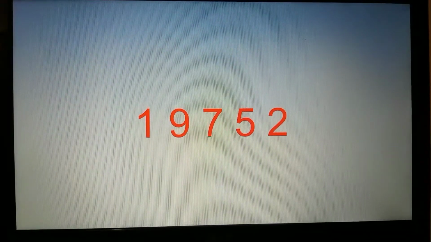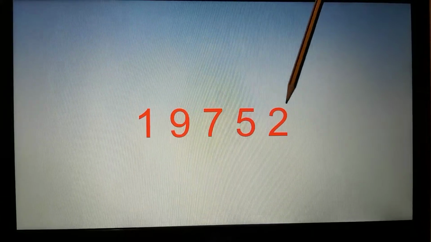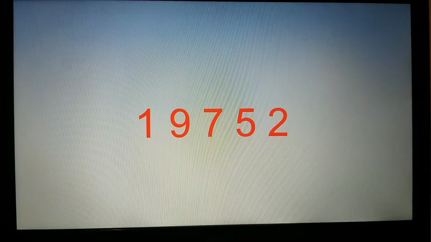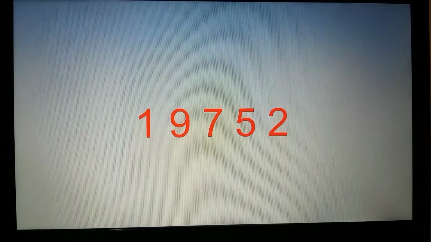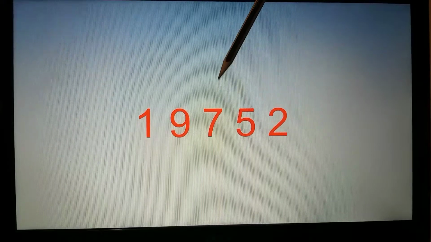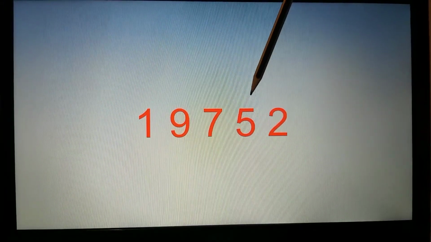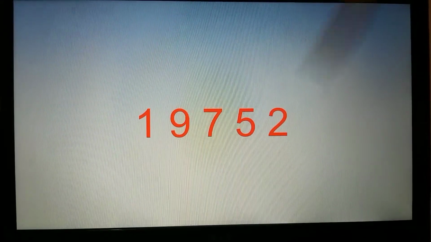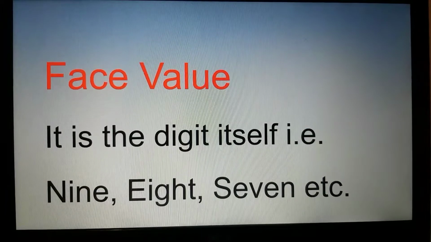When we get a number like this, the big one, a 5-digit number, the first thing which comes into our mind is that we immediately recognize all these digits individually. We say this is number 2, this is 5, 7, 9, and 1. So this is actually called the face value.